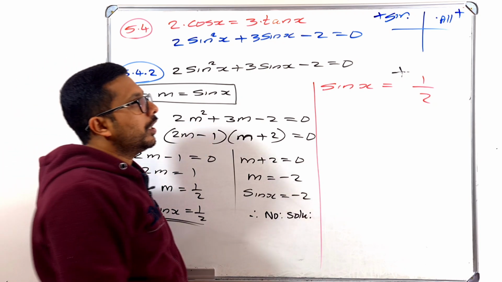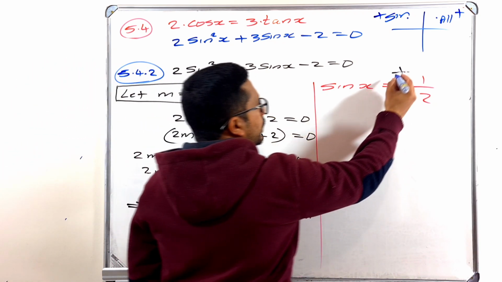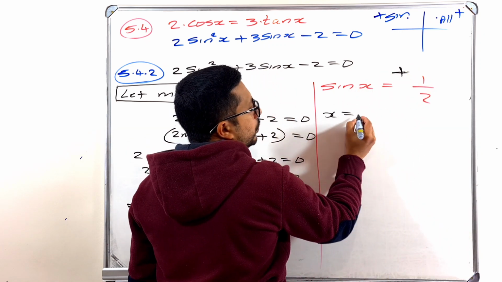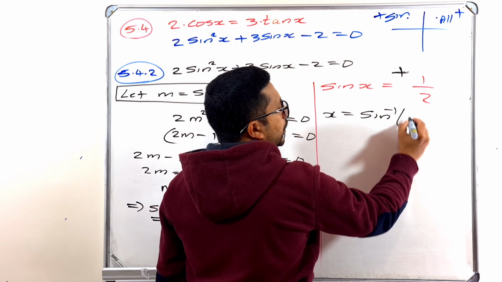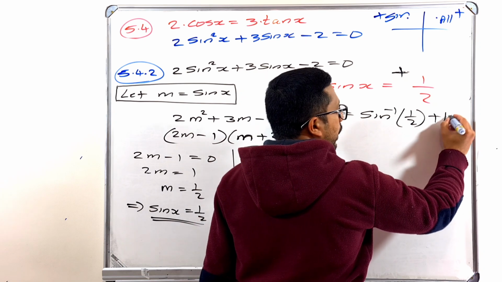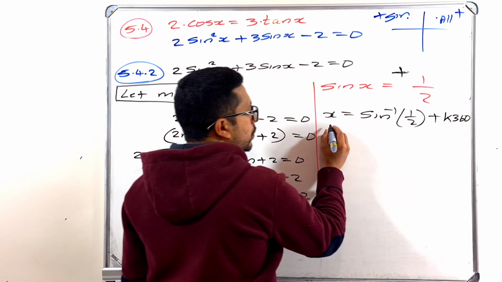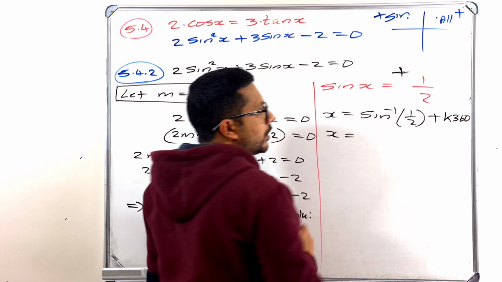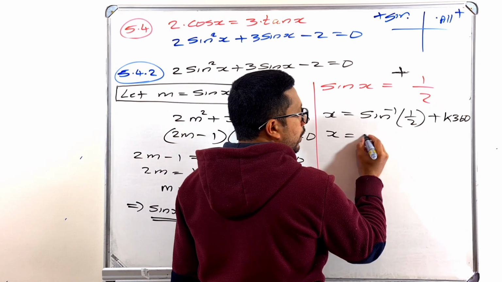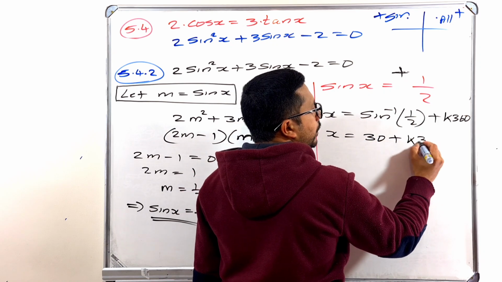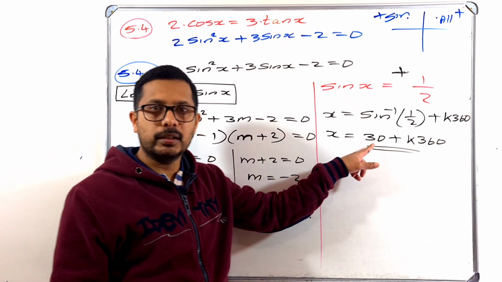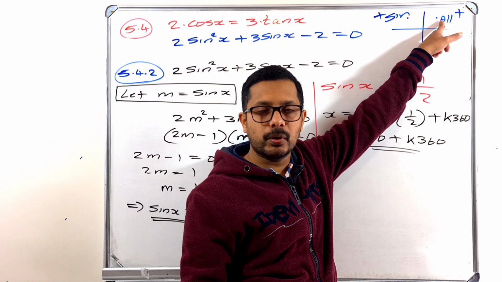Okay, so first we have to find the acute angle. If sine is positive, what is x? How can you find x? x is equal to sine inverse of this half plus general solution. That means we have to write plus k 360. So what is sine inverse of half? Check in your calculator. Sine 30 is half. So sine inverse of half is 30. 30 plus k 360. You can see that 30 is an acute angle on the first quadrant.